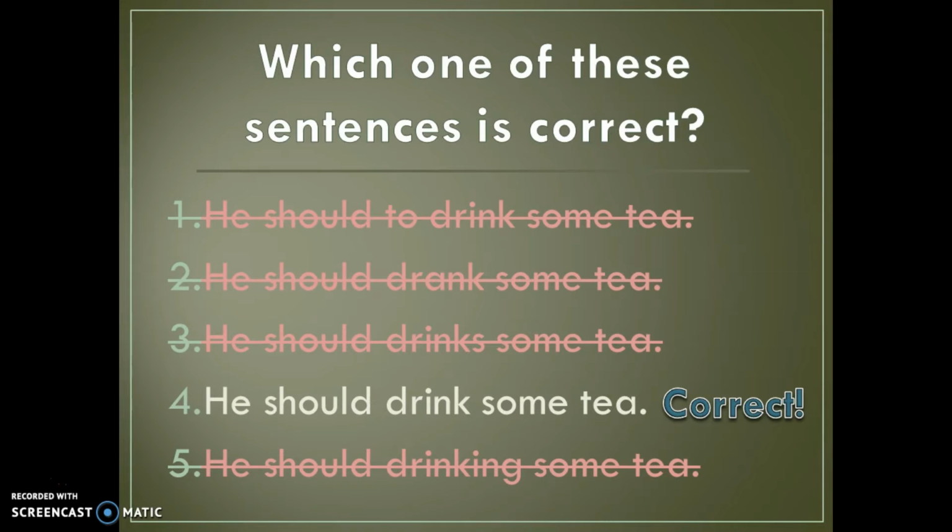If you answered number 4, then you're correct. And you can see that this is because of our first rule of modals. We need to make sure we're using the base form of the verb. So number 1 is incorrect because we have the word to. Number 2 is incorrect because it's the past tense. Number 3 is incorrect because it has the third person singular s. And number 5 is incorrect because it has the progressive ing at the end of it. So remember, it needs to be the base form of the verb.